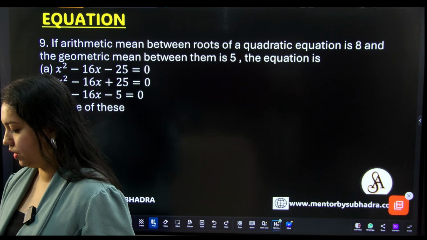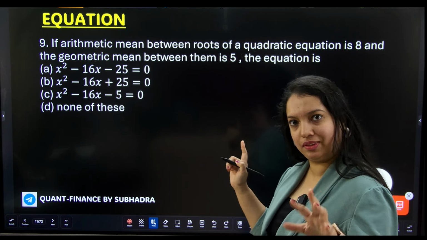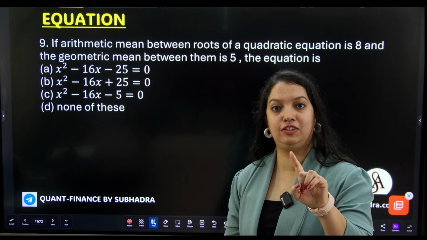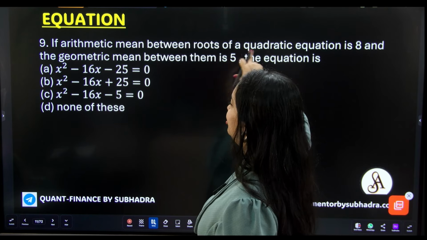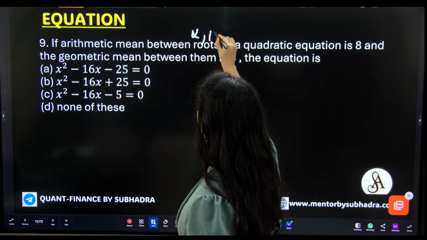Even though I have marked this question as from the equations chapter, it has a connection with both series and sequence and equations. This is covered in the additional question bank of the series and sequence chapter. Look, the arithmetic mean between the roots of the equation. What are the roots of the equation? We consider them as alpha and beta.